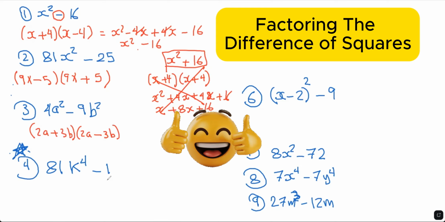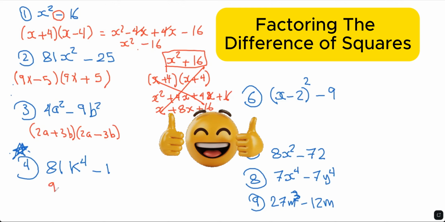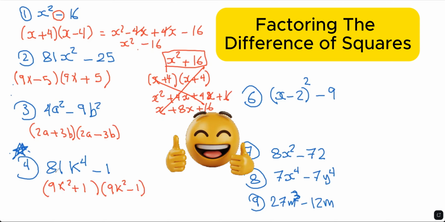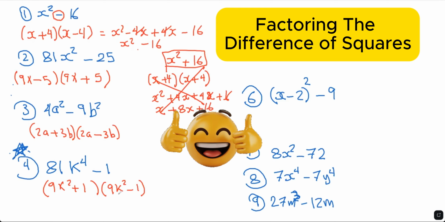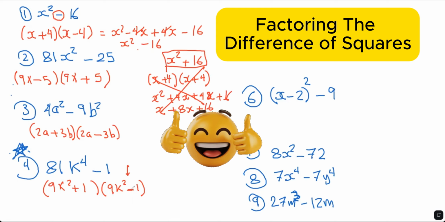How about 81k to the 4 minus 1? Again, you follow the same thing, but you have to look at what's going to happen at the end. So 9k squared, that's the square root of 81k to the 4. So we end up with 9k squared plus 1 and 9k squared minus 1. But the 9k squared minus 1 you could still factor again, but not the 9k squared plus 1. As I explained earlier, you cannot do the sum of squares, but you could do the difference of squares.